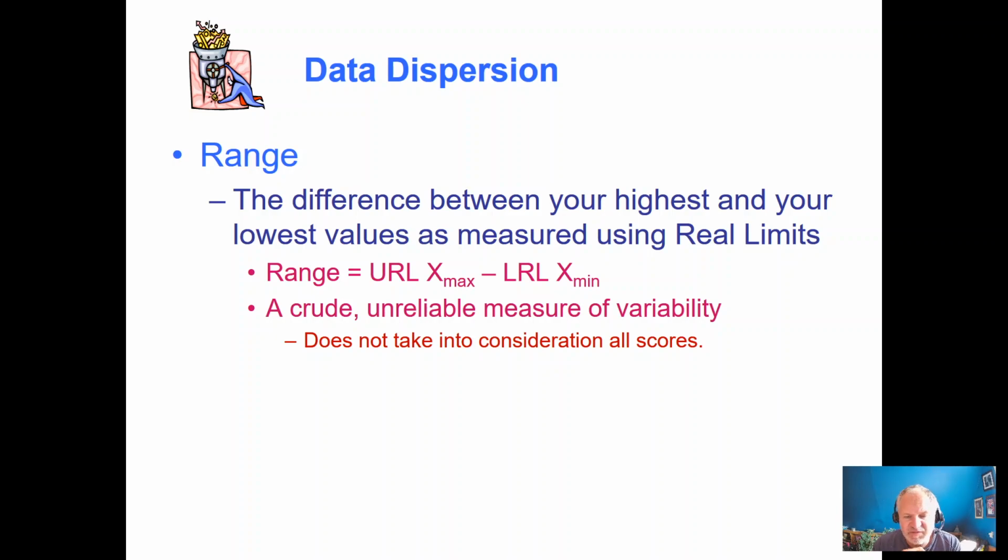The first one is the range. It's the crudest measure of dispersion, and it's really your highest score minus your lowest score. It's not the best measure, but it does give you a quick eyeball indicator of the overall dispersion, max and min. If we're technically going to do this correctly, we take into consideration the upper real limit for x max and the lower real limit for x min.